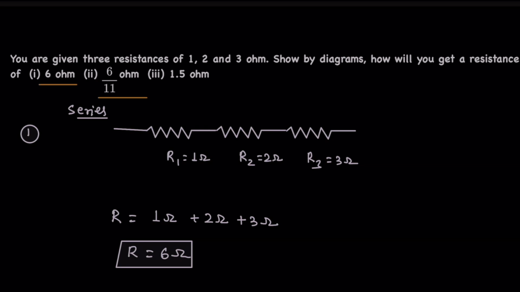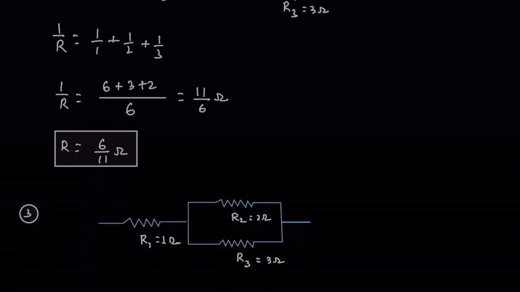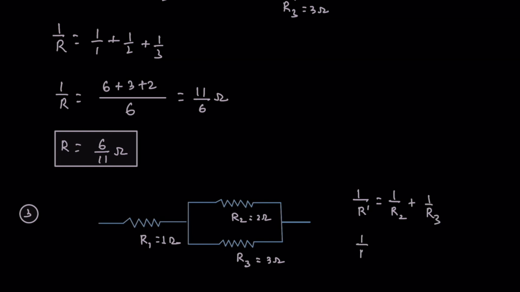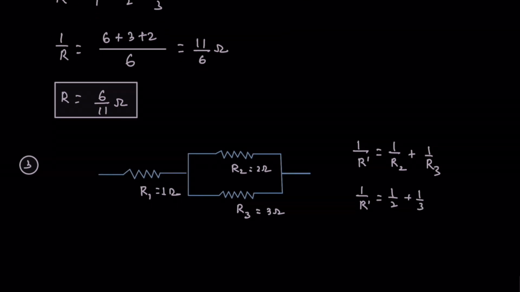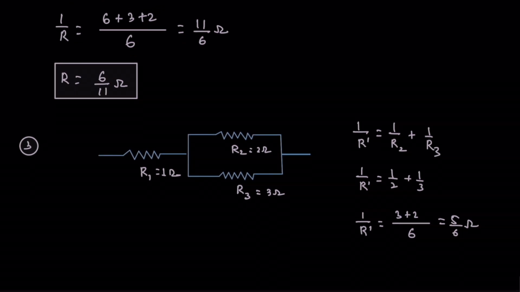The third one is 1.5 ohm. As I explained previously, if we have this type of arrangement, first we do the parallel arrangement. So 1 by R dash is equal to 1 by R2 plus 1 by R3. So 1 by R dash is equal to 1 by 2 plus 1 by 3, 5 by 6 ohm. So R dash is equal to 6 by 5 ohm.